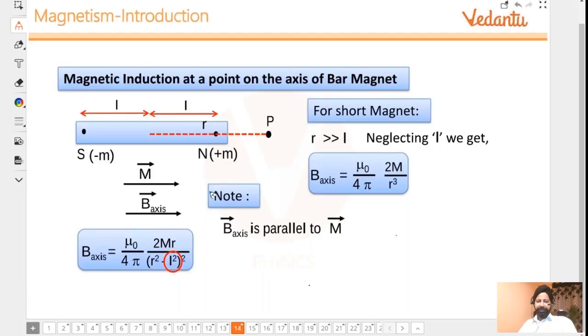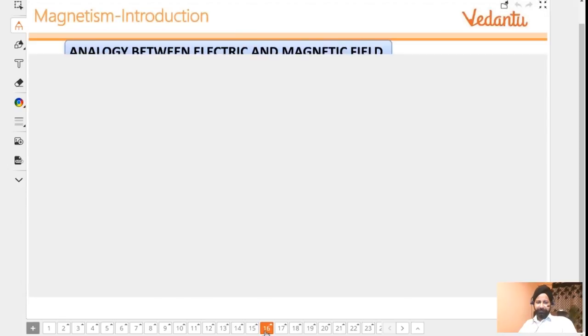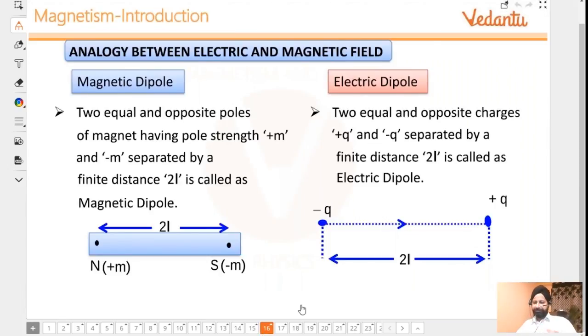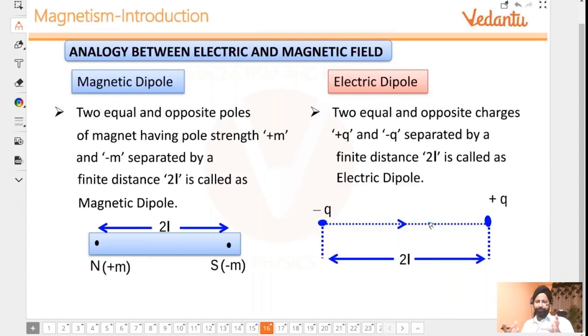Magnetic induction at a point on this thing is already covered here. This is covered here. Analogy. This is really interesting now. We are going to cover similarities and differences between magnetic dipole and electric dipole, and this will give you a better understanding.